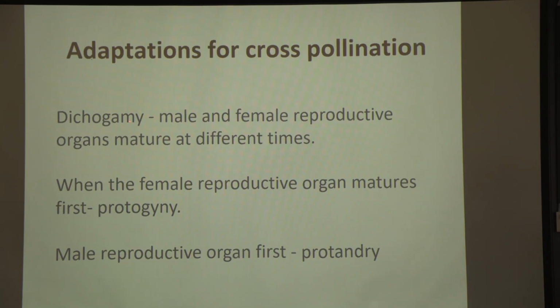All right, so we've talked about this cross-pollination and how plants ensure that it happens. We can have a situation where the male and female organs mature at different times so that you can't get self-pollination on the same plant. When the female part matures first, we call it protogyny. Where the male part matures first, we call it protandry.